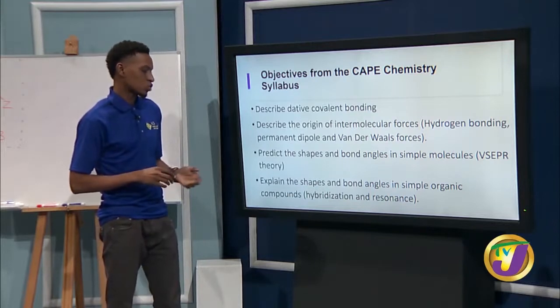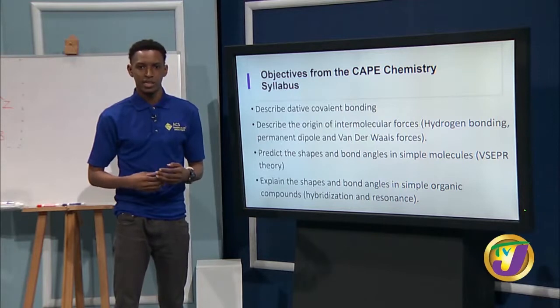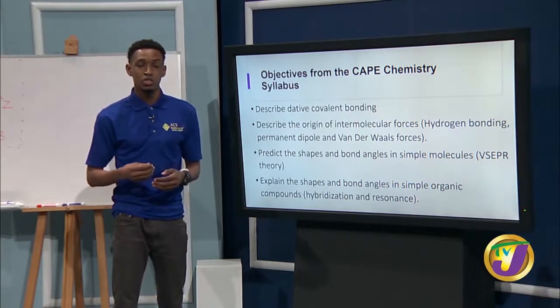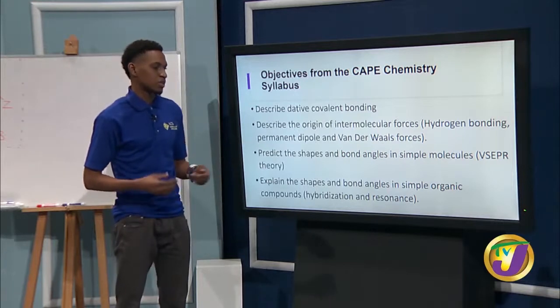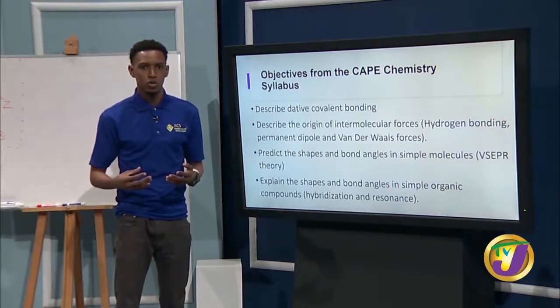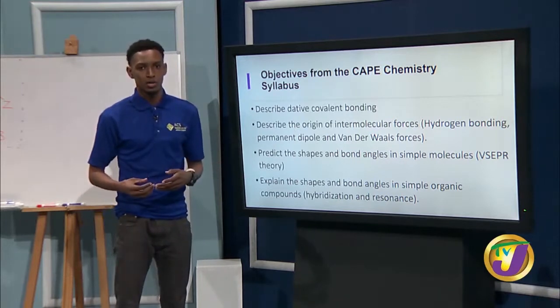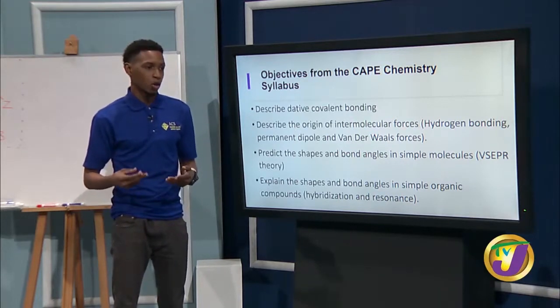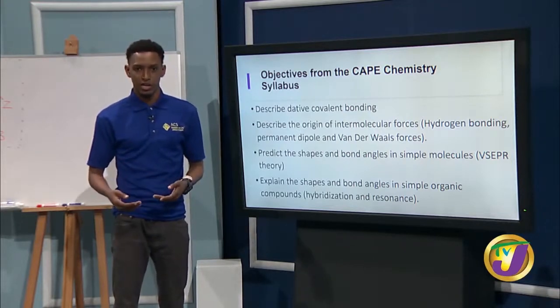Last week we looked at VSEPR, but we didn't get to finish this concept. So the objectives for today are to finish VSEPR and predict the shapes and bond angles in simple molecules. We also hope to explain the shapes and bond angles in simple organic molecules and make reference to hybridization and resonance.